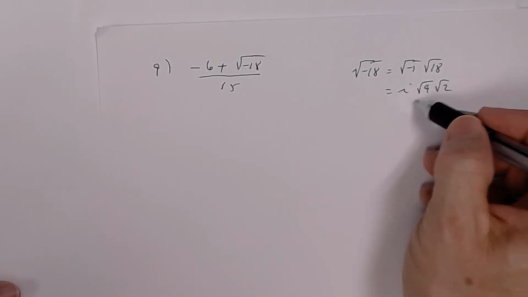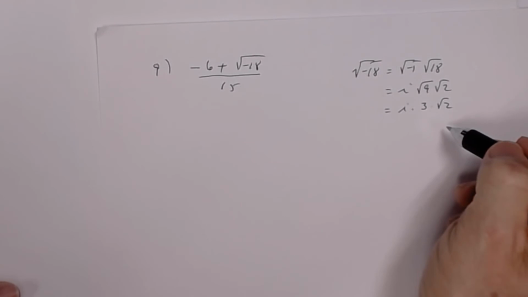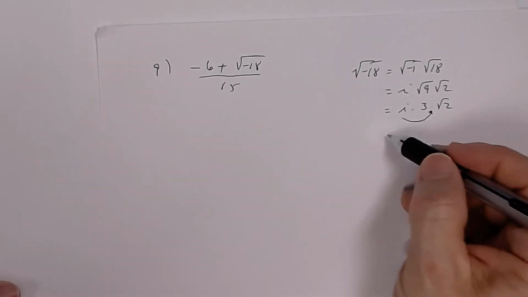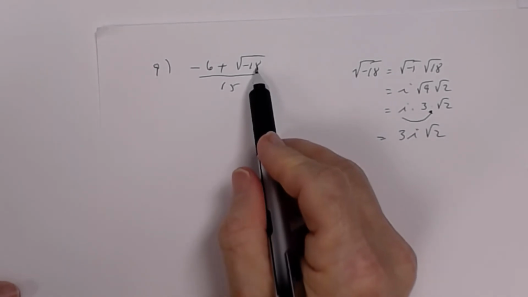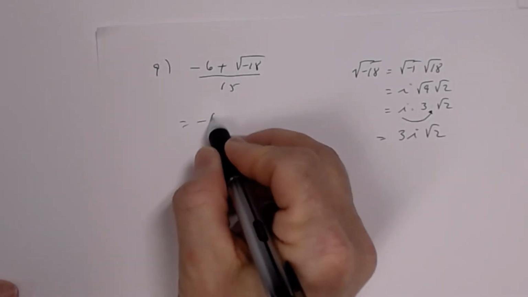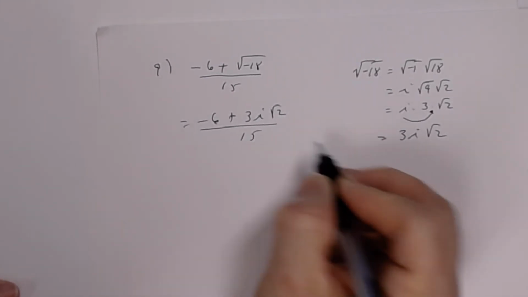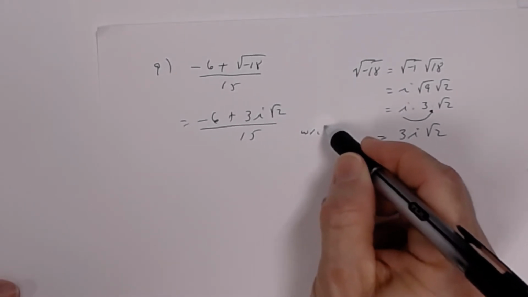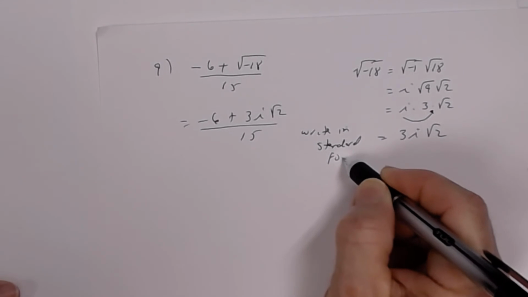And so the square root of 9 is 3, so this becomes i times 3 times the square root of 2. And remember how we write it? We tend to put the i in between the whole number part and the square root part. So this becomes 3i square root of 2, and that goes here. So this becomes negative 6 plus 3i square root of 2 divided by 15. Now remember, the direction said write in standard form. Okay? Write in standard form.